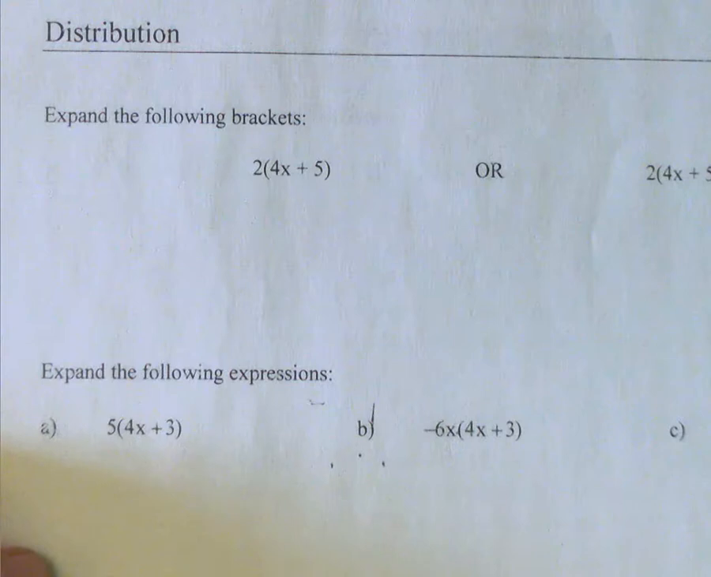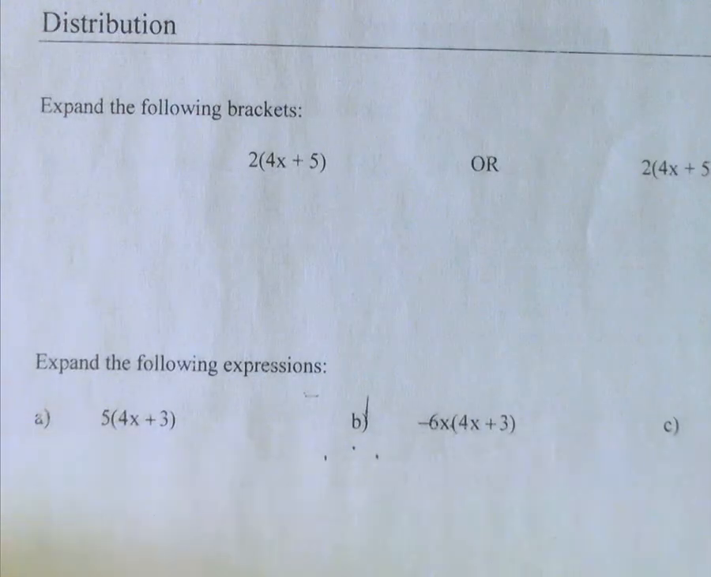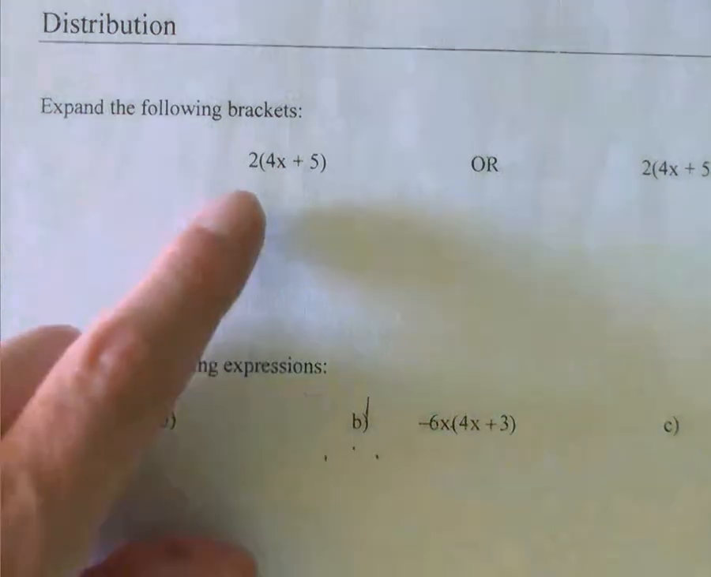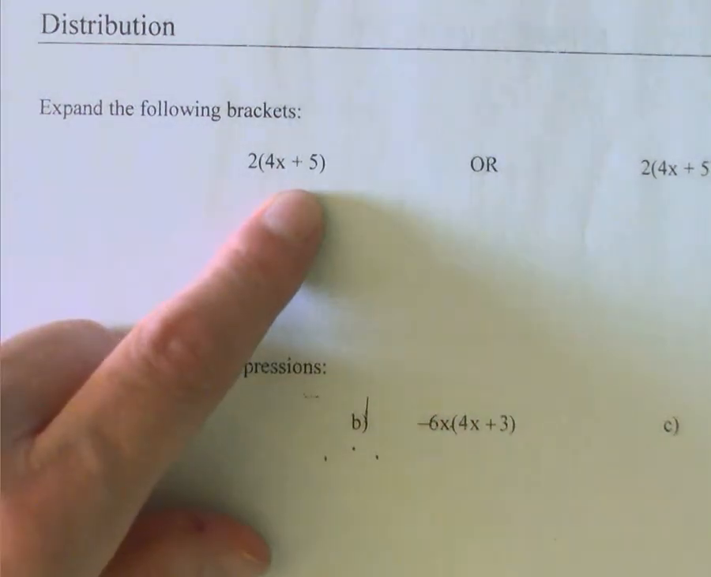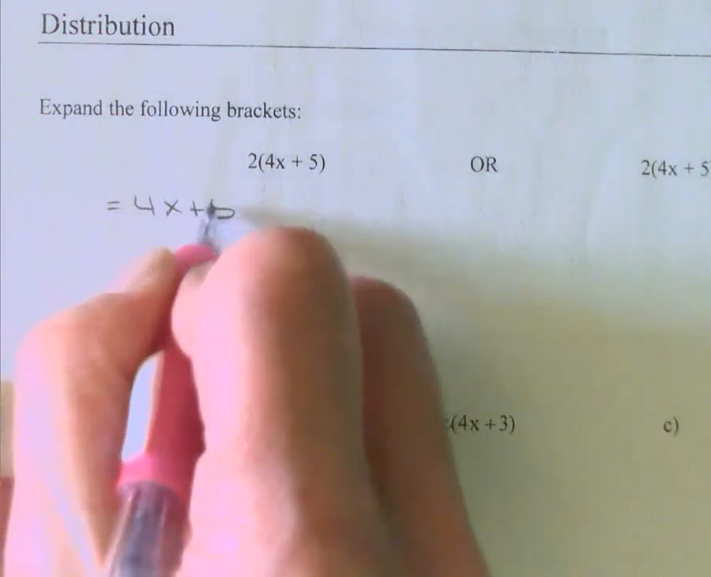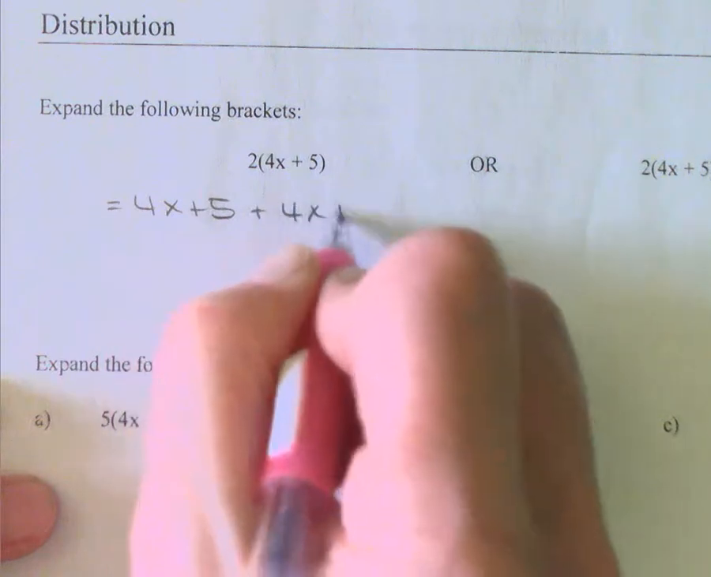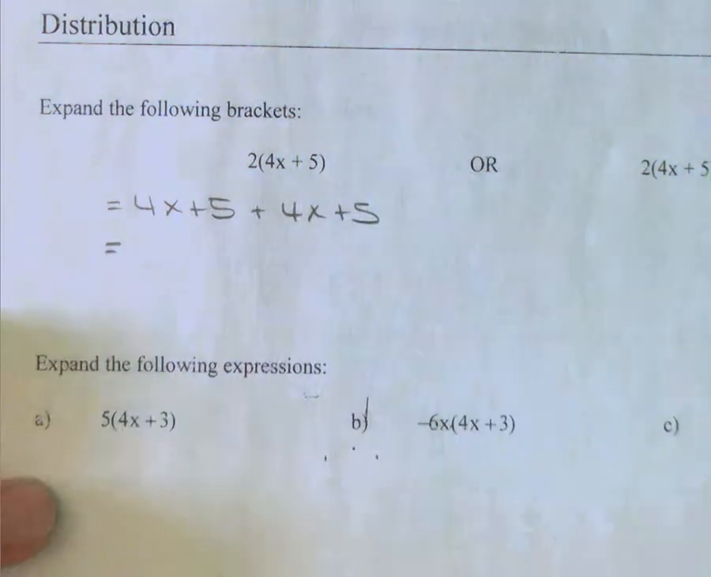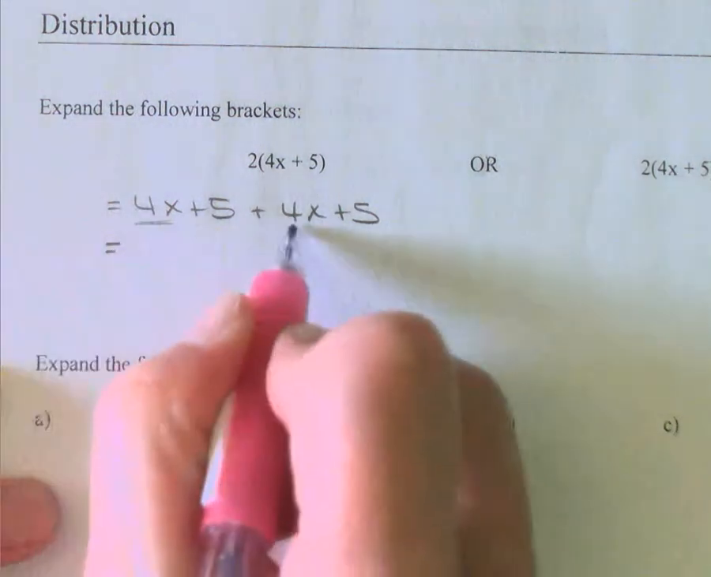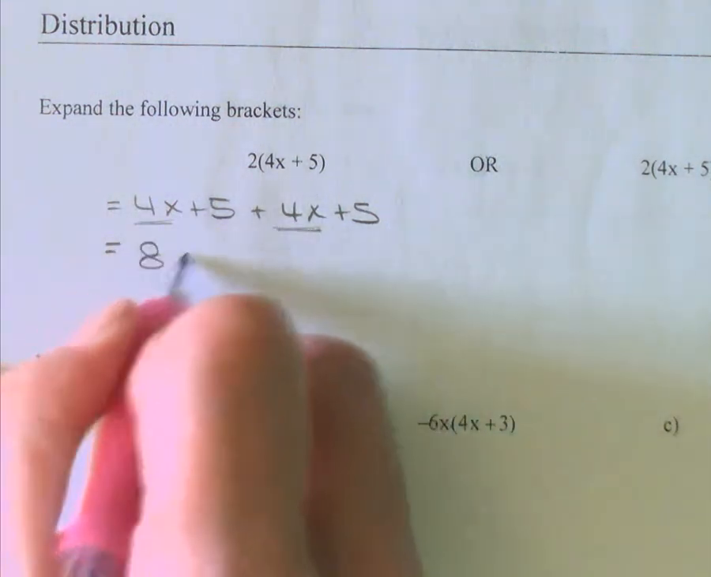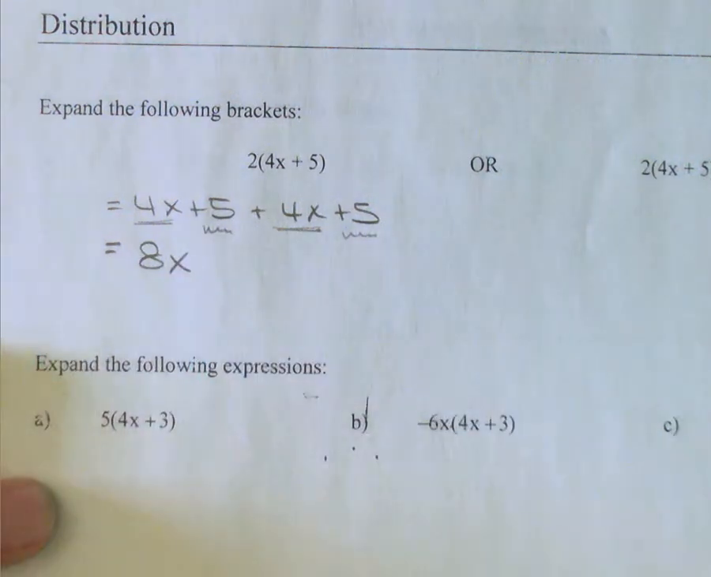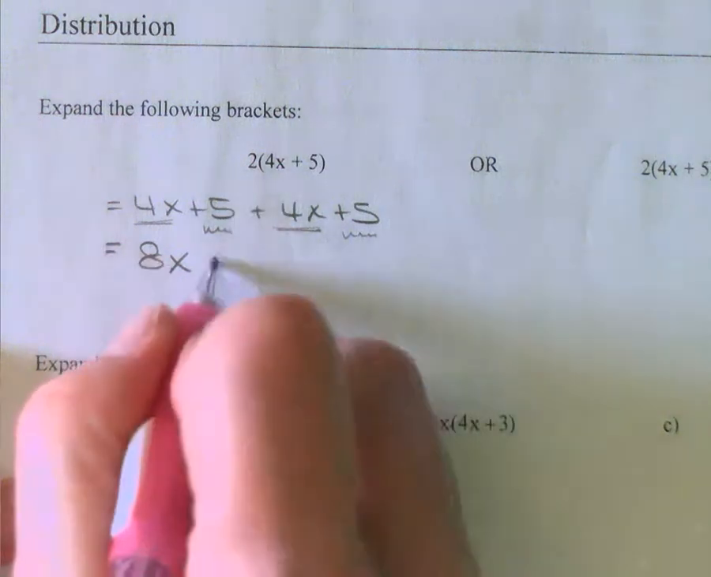Let's review distribution. There are two different ways to do it. We can do it the long way, which means I want to do 2 times 4x plus 5. So that means I want to write 4x plus 5 out twice. And then I can add and collect like terms. So I have 4x and 4x makes 8x. And then I have 5 plus 5, which is 10.